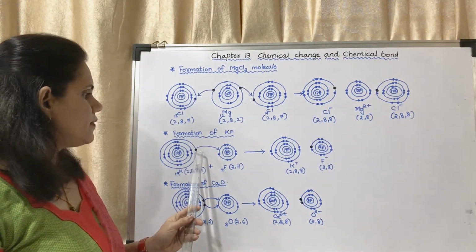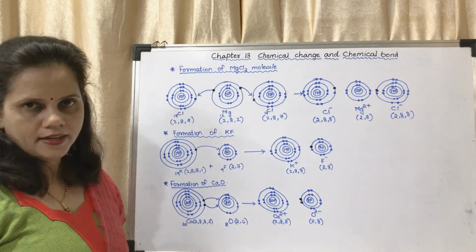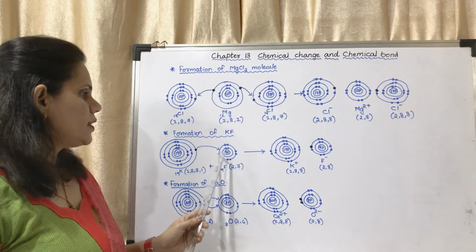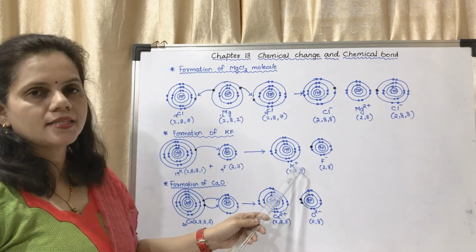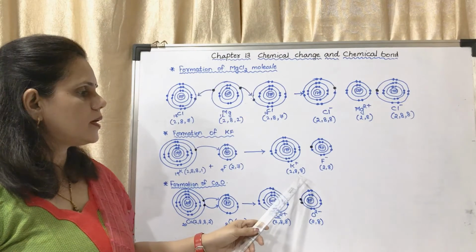So this will give the last electron to F, that is fluorine, and this will form K plus ion and get 2, 8, 8.